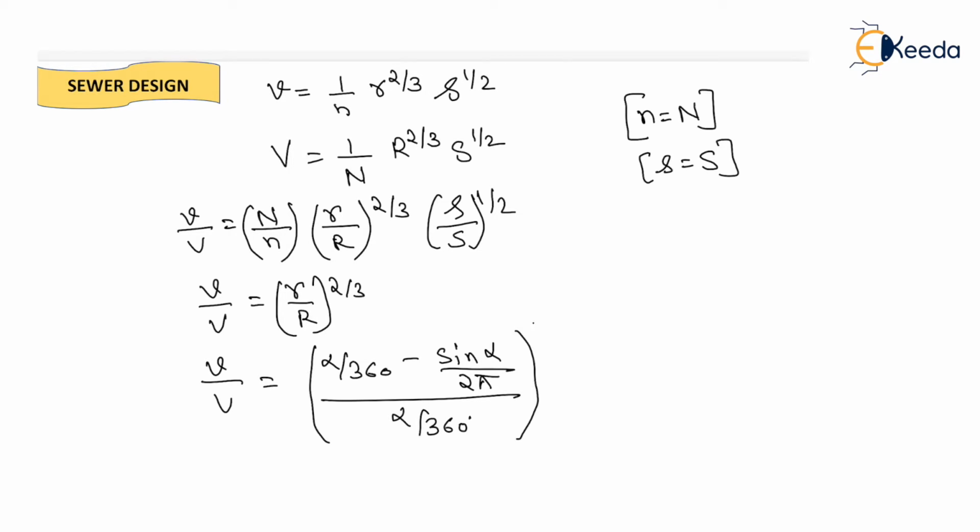What we called it as? We called it as proportionate velocity of flow. Okay, now we had determined the proportionate velocity of flow also. Now we had determined all the parameters.